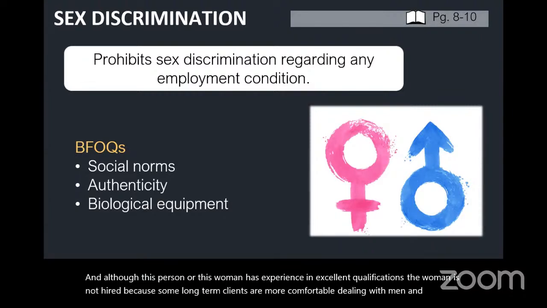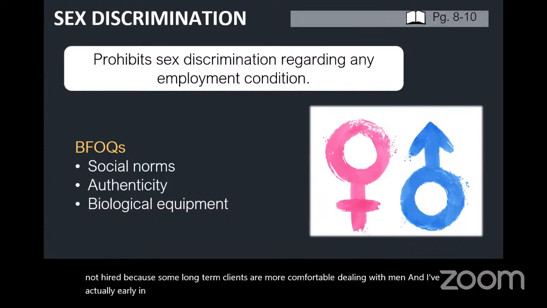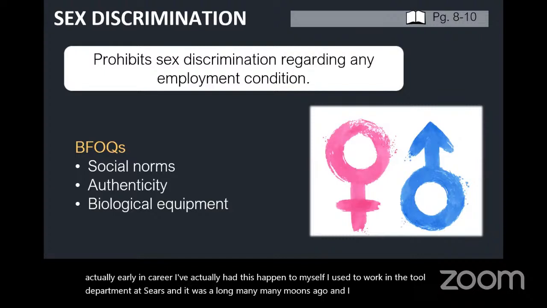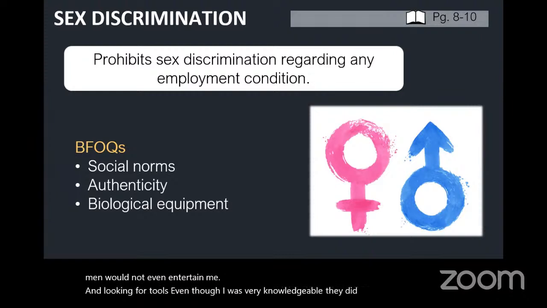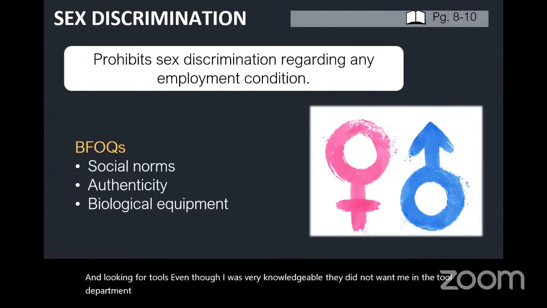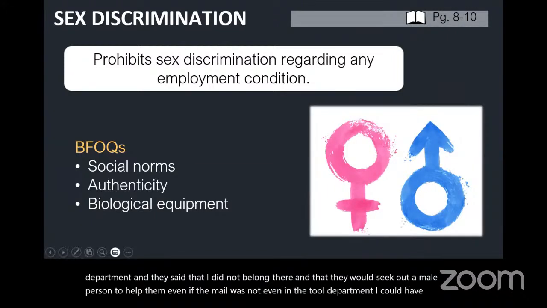And I've actually, early in my career, had this happen to myself. I used to work in the tool department at Sears, and it was many moons ago. And I remember that several men would not even entertain me in looking for tools, even though I was very knowledgeable. They did not want me in the tool department. They said that I did not belong there, and that they would seek out a male person to help them, even if the male was not even in the tool department. I could have been the only person in the tool department.